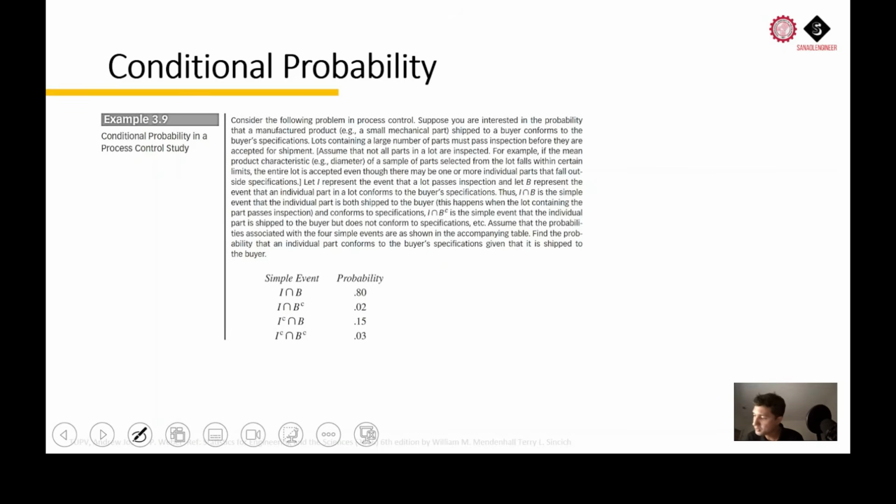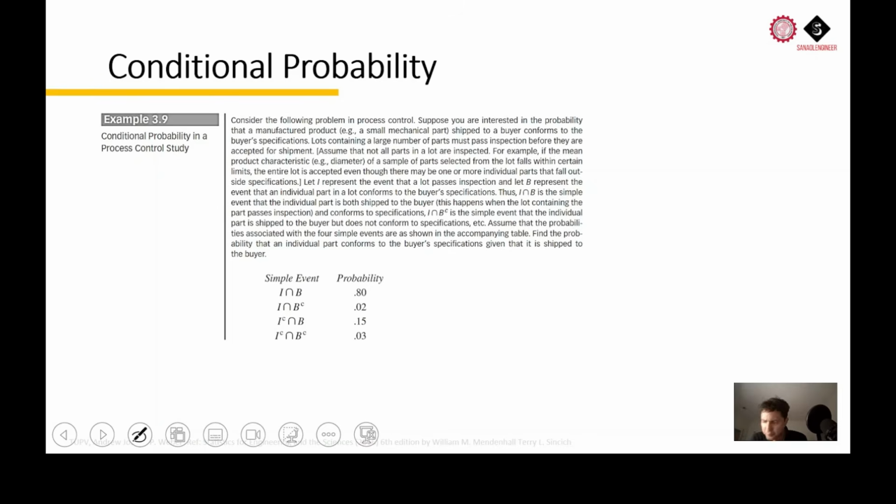Okay, so let I represent the event that a lot passes inspection, and let B, another event, represent the event that an individual part in a lot conforms to the buyer's specifications. So notice that event I refers to the event that a lot passes inspection. A lot, it's not the individual parts. But event B refers to the simple event that the individual part in a lot conforms to the buyer's specifications.